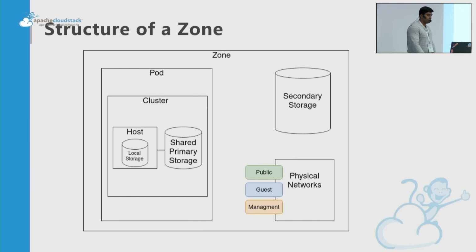So this is what a zone in structure looks like. There would be a number of pods which would contain a number of clusters, and then in those clusters hosts will be organized with some shared primary storages. In a zone, there would be a secondary storage, multiple physical networks to work with different traffic, public, guest, management, storage, etc. So this might not be a suitable deployment for an edge site.